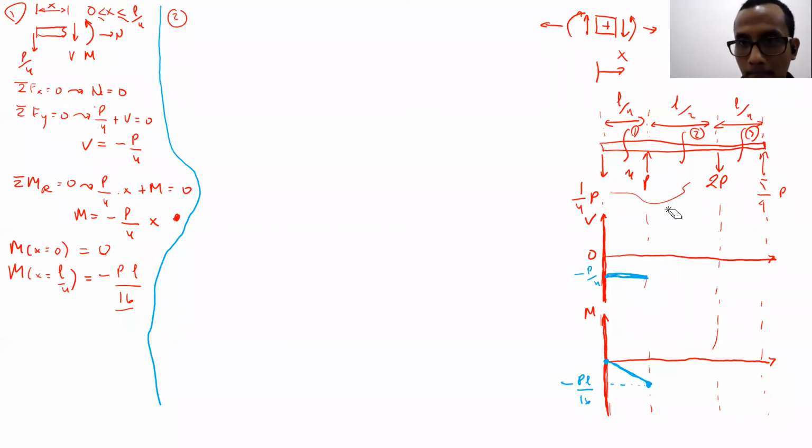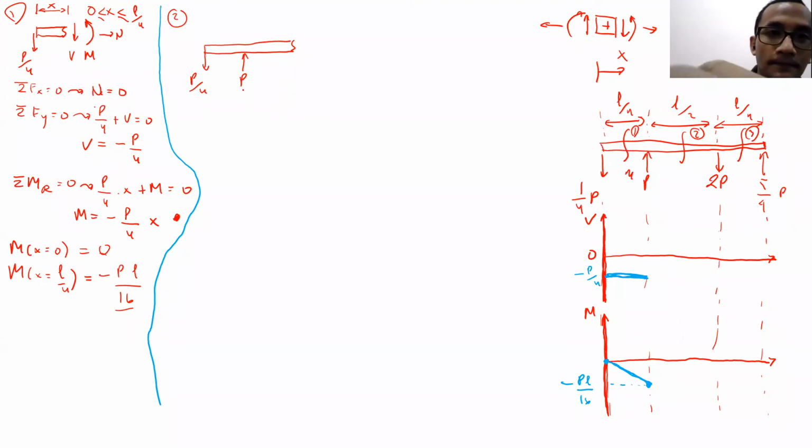Okay. Then we have to draw for this part, right? Yes. There will be a new force added. There will still be P over 4 to the bottom on the left. What else? P to the top. P going up here. Yes. Normal force and shear force. And moment as well. Yes, and moment. Just like before. And then the normal force will equal 0.